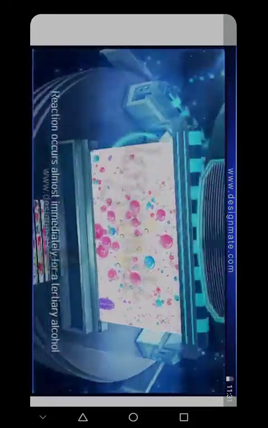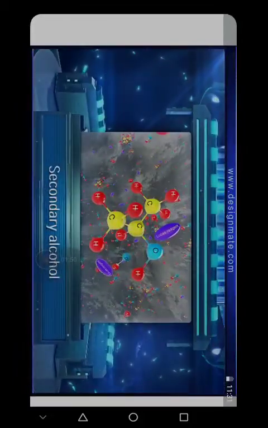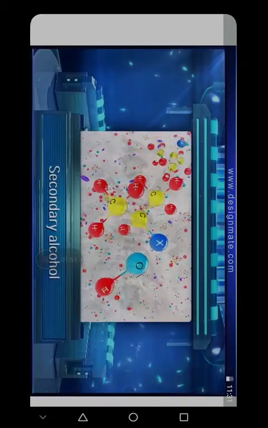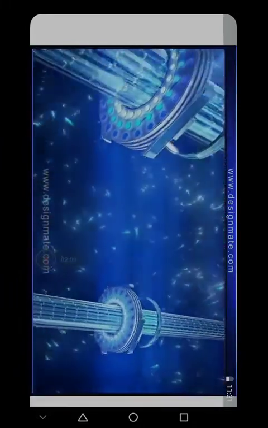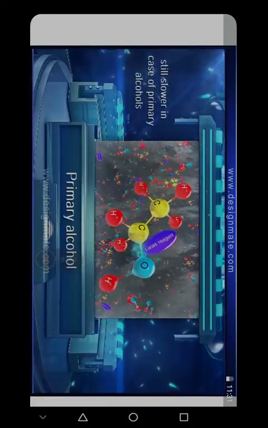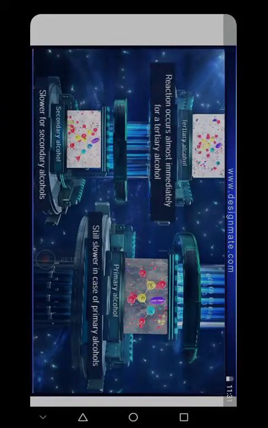This reaction occurs almost immediately for a tertiary alcohol. The rate of reaction is relatively slow for secondary alcohols, and still slower in case of primary alcohols. Due to this difference in the rates, this reaction can be used to distinguish between primary, secondary, and tertiary alcohols.